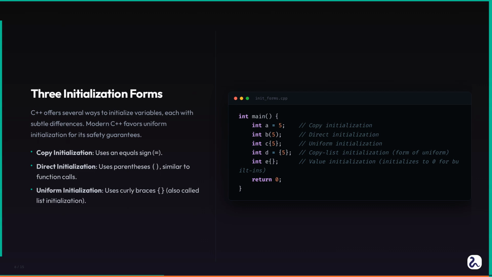int d = {5}; is also uniform initialization, sometimes called copy list initialization, and it behaves identically to int c{5}; for fundamental types. Finally, int e{}; is value initialization, which will set e to 0. When you print these values, you will see a, b, c, and d all hold 5, while e holds 0. The output will be 5, 5, 5, 5, 0.